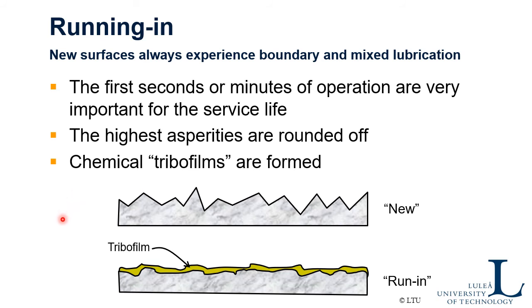But if you do it correctly, you will round off the asperities mechanically, and you may form a chemical tribofilm on the surface, which is protecting the surfaces. So then you end up with a protecting tribofilm and rounded asperities, which are very much easier to lubricate hydrodynamically as well. So you may end up with a chemically protected full film lubrication contact.